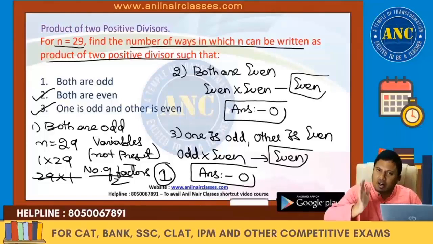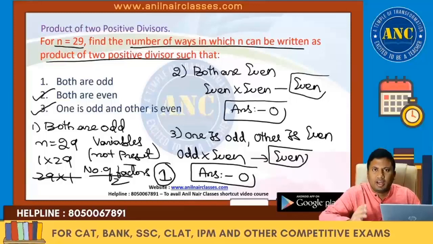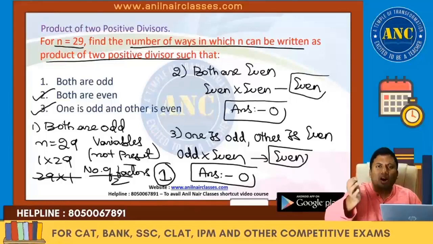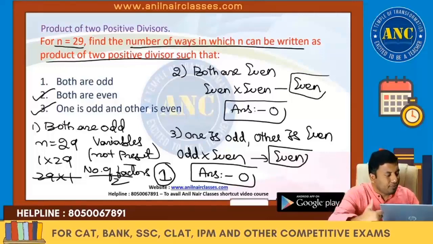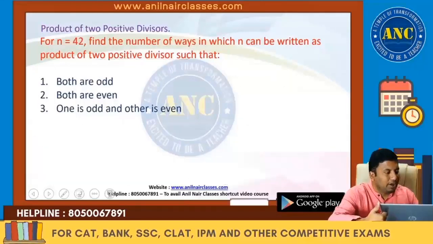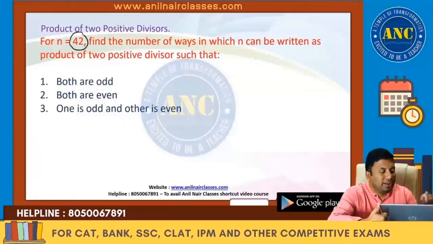Just look at the question. If it is an odd number, it can only be odd into odd. If it is an even number, it will be odd into even, or it could be even into even. That you check it out. I hope it is clear, right? Now, one important n equivalent to 42. Now, one concept.